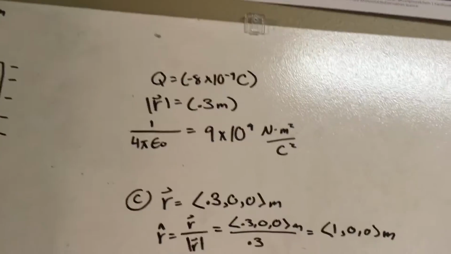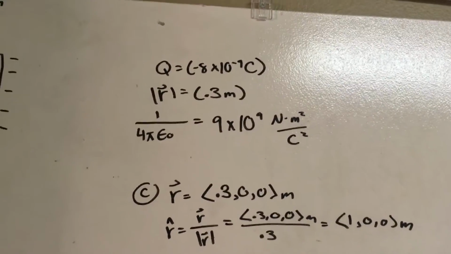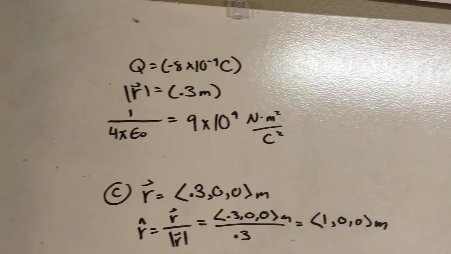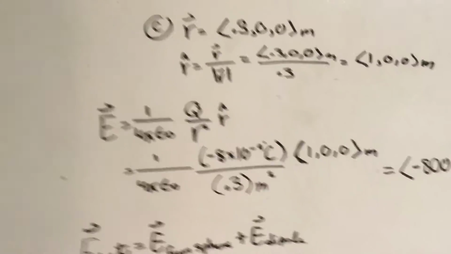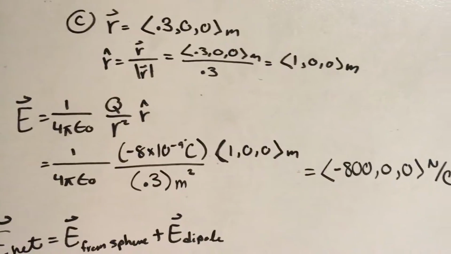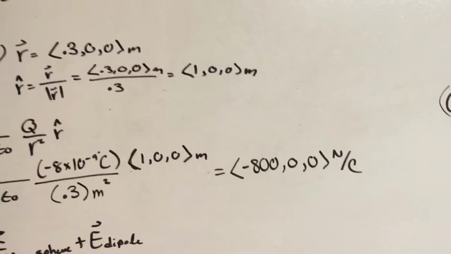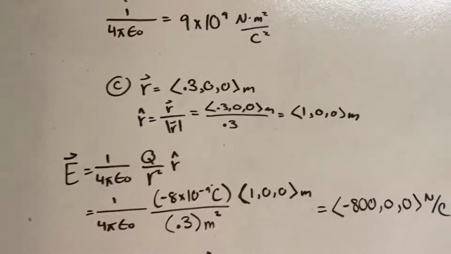And then I was given the charge, which is -8 times 10 to the -9 coulombs. I have my magnitude just solve for. My 1/4 pi epsilon naught is equal to 9 times 10 to the 9th newtons times meter squared over coulomb squared. So then I go ahead and I plug in the values I just obtained, and I get -800 nanonewtons per coulomb. Alrighty.